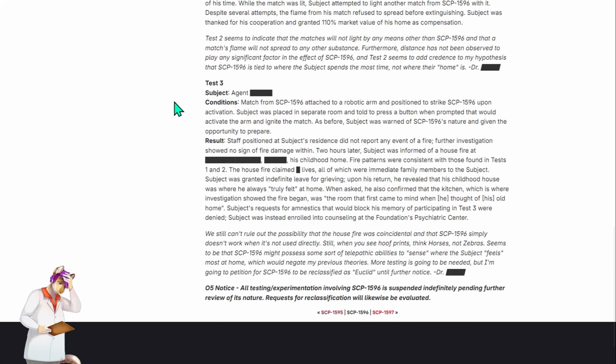Test 2 seems to indicate that the matches will not light by any means other than SCP-1596, and that a match's flame will not spread to any other substance. Furthermore, the distance has not been observed to play any significant factor in the effect of 1596, and Test 2 seems to add credence to my hypothesis that SCP-1596 is tied to where the subject spends the most time, not where their home is.